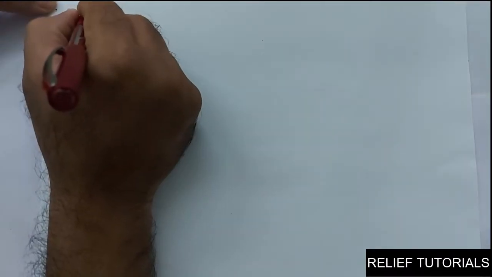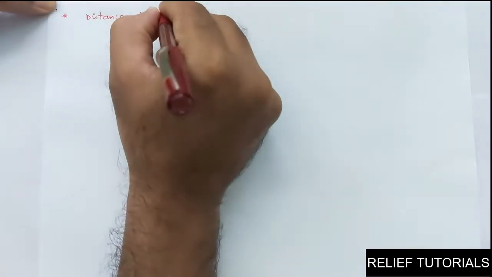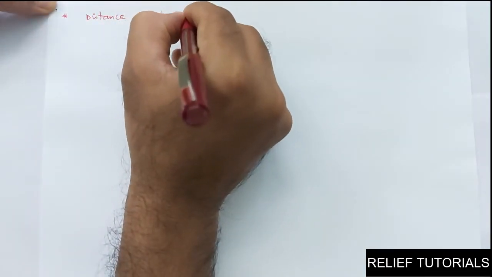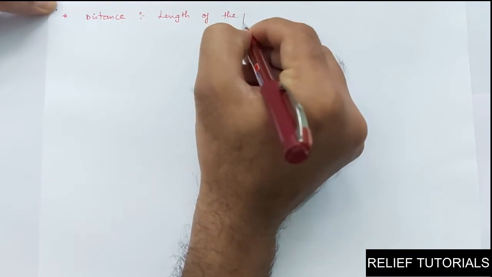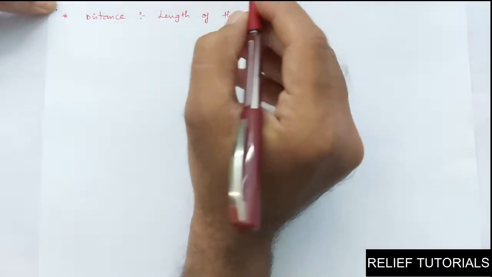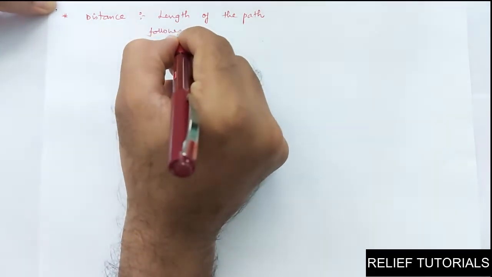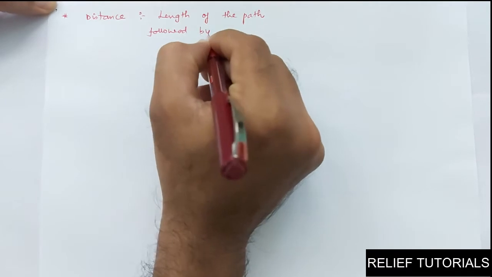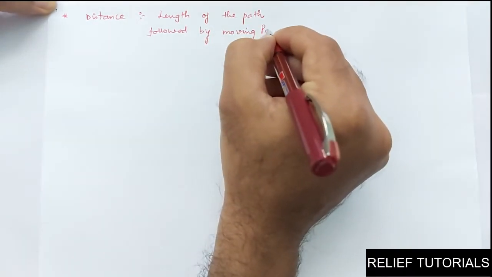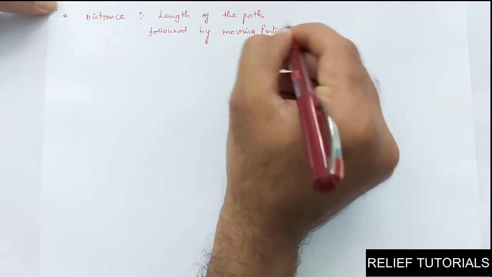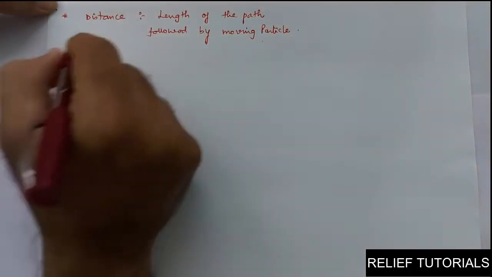What do you mean by distance? Distance means length of the path followed by a moving particle.